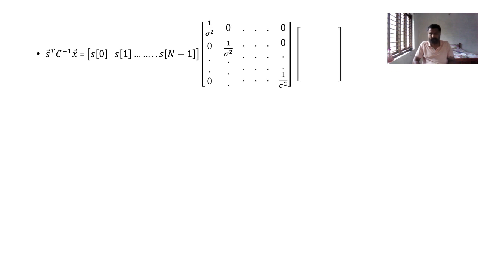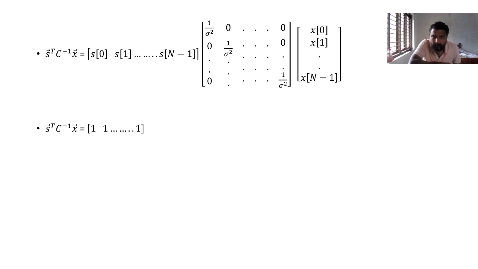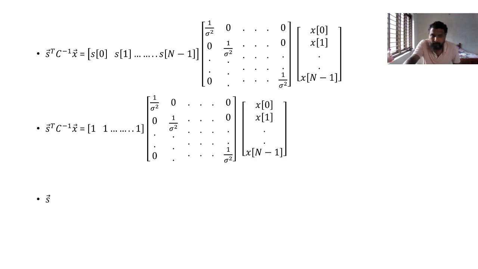Into x of 0, x of 1, etc., x of n minus 1. So what is S of 0, S of 1, S of n minus 1? That is nothing but 1 1 1, etc., multiplied by the other terms, 1 by sigma square on the diagonal and 0 elsewhere, and again multiply this one, so it will be 1 1 1 1, 1 by sigma square.